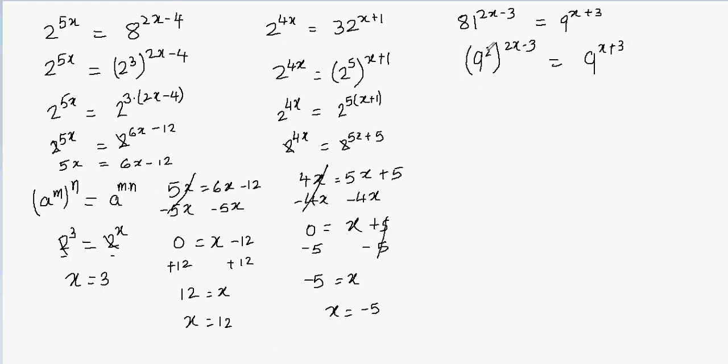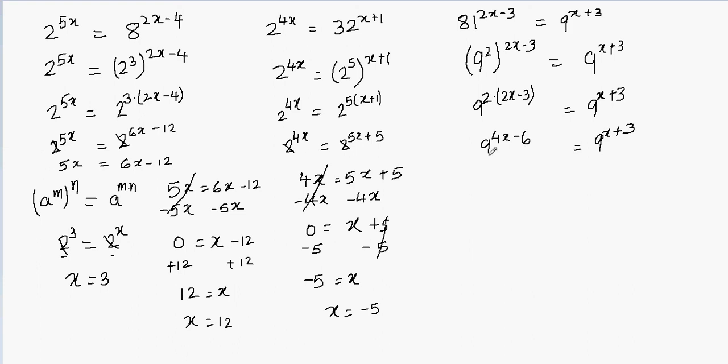Again, I need to multiply the exponents, using the property a to the power m, the whole raised to the power n, is equal to a to the power m times n. That means I multiply both the exponents. So this is 2 times 2x minus 3 is equal to 9 to the power x plus 3. Distributing 2 inside the parentheses, 2 times 2x is 4x, minus 2 times 3 is 6, is equal to 9 to the power x plus 3.